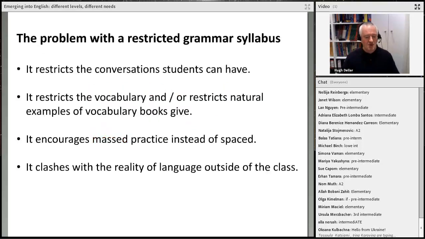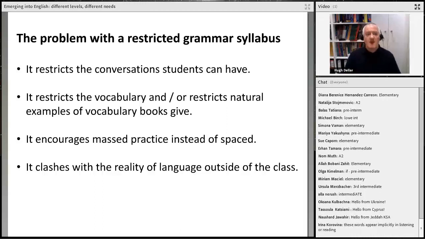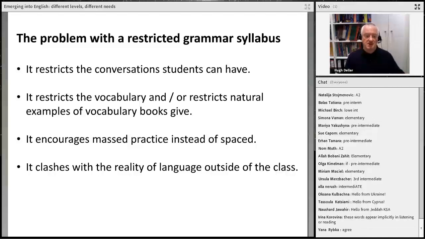But no, pre-intermediate. So I think one of the problems that we often have with many global English series is we have this very restricted grammar syllabus, okay? We don't allow students to see things like went until right near the end of beginner level. They don't see been until right near the end of elementary level. They don't see have to and if until pre-intermediate level.